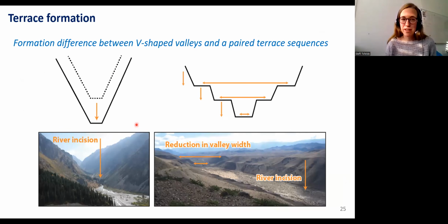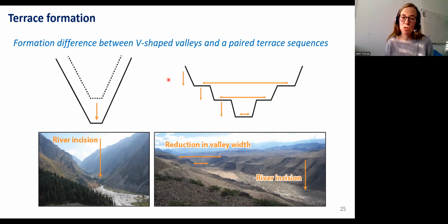This is a very simple sketch that shows the difference between the minimum requirements in order to form a classical V-shaped valley and a paired terrace sequence. In order to form a classical V-shaped valley, there's only one net requirement, and that is that we have overall net river incision. When the river incises, it oversteepens the walls and the hill slopes will eventually respond to the new base level. However, when we try to form a paired terrace sequence, there are two requirements.